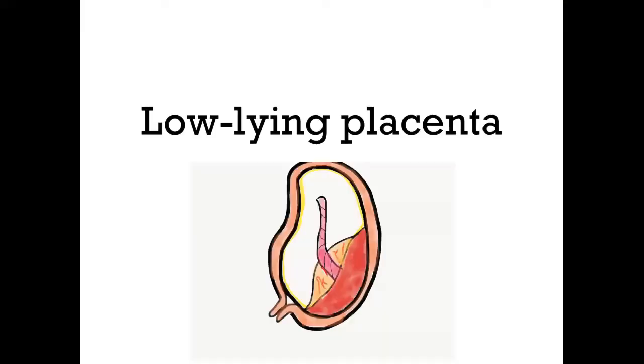In today's video, we're going to see about placenta previa. Placenta previa is a condition where there is low-lying placenta. So the placenta is abnormally implanted in the lower part of the uterus in this condition. In this video, we're going to see about the risk factors, clinical features, complications, and how to manage placenta previa.